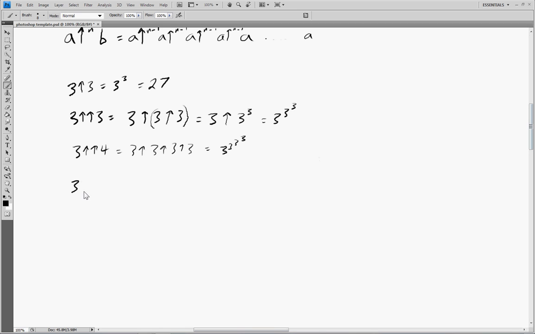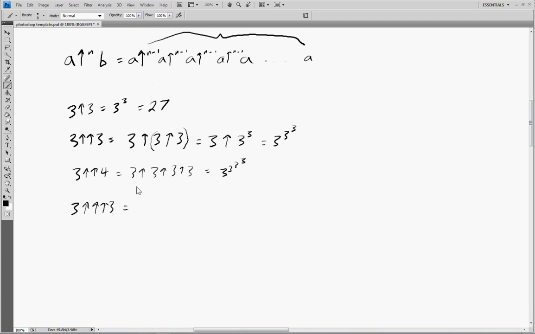So let's say we have 3 triple up arrow 3. We use the same rule as before. Let's scroll up a little bit. So we write down 3 number of 3's, 3, 3, 3, and separate that by n minus 1, which in this case would be 2, because 3 minus 1 is 2, up arrows. And again, we evaluate this from the right to the left. Well, 3 double up arrow 3 is something we already calculated. It's 3 to the power of 3 to the power of 3. So let's just calculate this out, just so we know what the answer is.